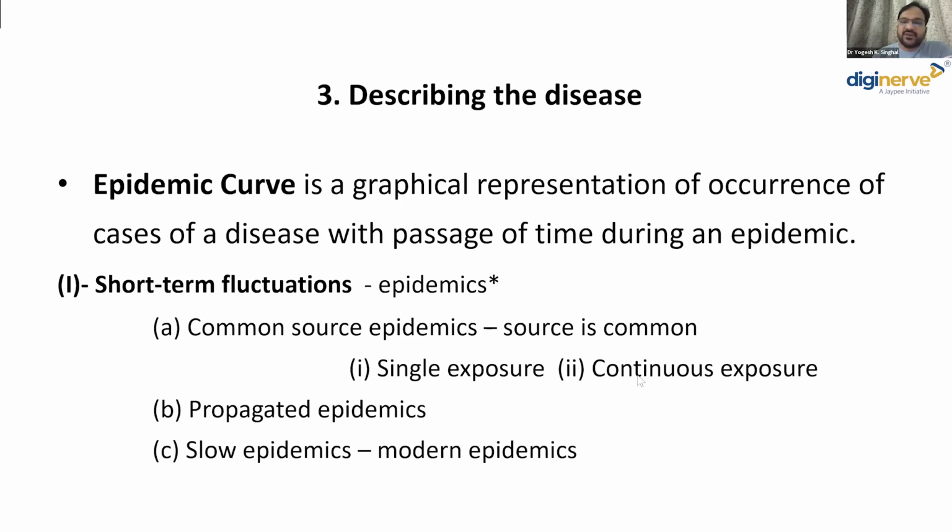Here, in short-term fluctuation, we have three classifications or subtypes. Short-term fluctuations are also known as epidemics. It can be a common source epidemic, because the source is common, a propagated epidemic, and a slow epidemic. In common source, there are single exposure and continuous exposure. So totally we will study four types of epidemic here: common source single exposure, common source continuous exposure, propagated, and the slow epidemic.